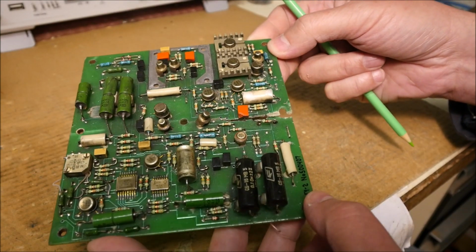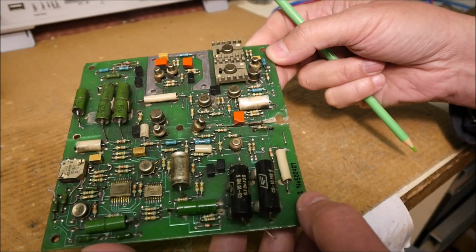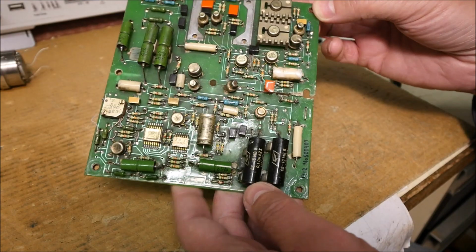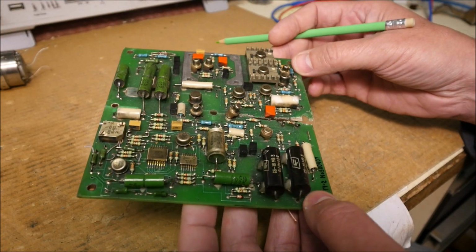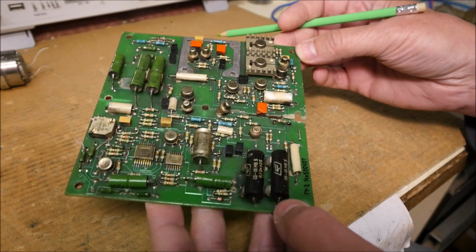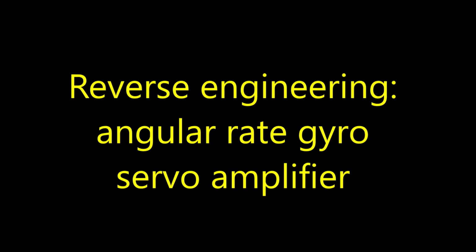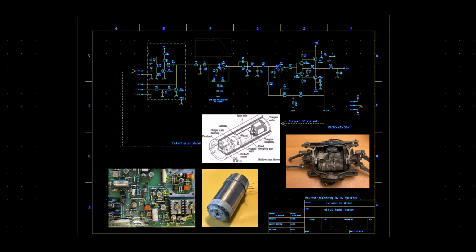This board comes from the seeker we have seen on the picture at the beginning of the video. So there are two identical boards on the seeker, one for each motor. I did the complete reverse engineering of that board. There are two different circuits.